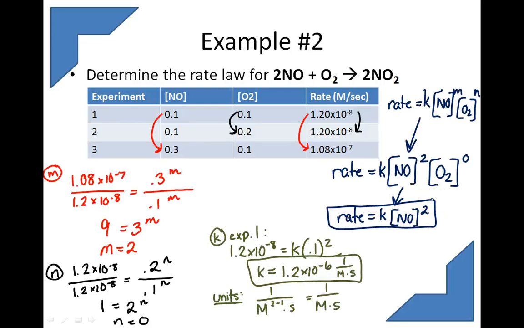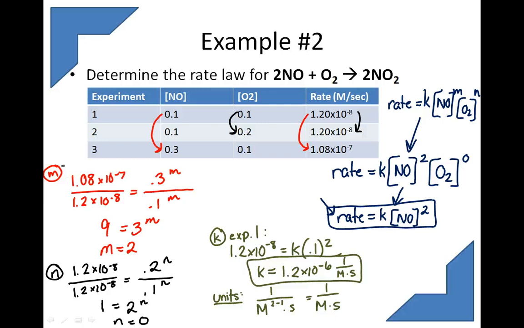Welcome back. Here's the answer to example problem number 2. The rate expression is rate equals K times NO's concentration squared, and K's value is 1.2 times 10 to the negative 6th, 1 over molarity seconds. Now, if you need a little bit of explanation, stay tuned. If not, you are done for now.